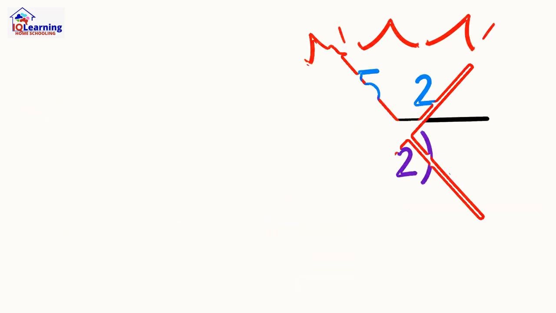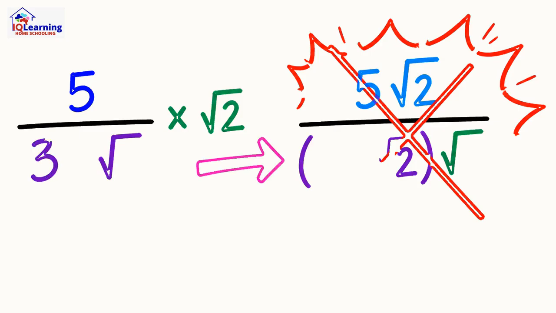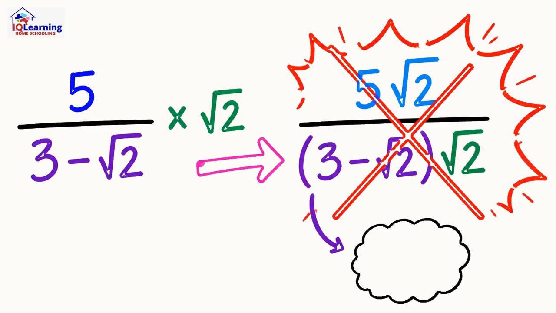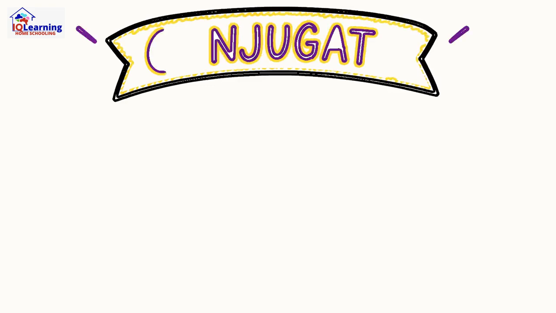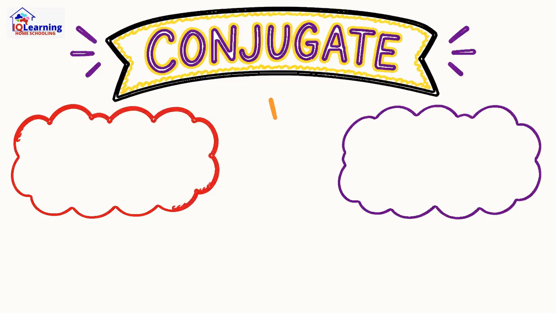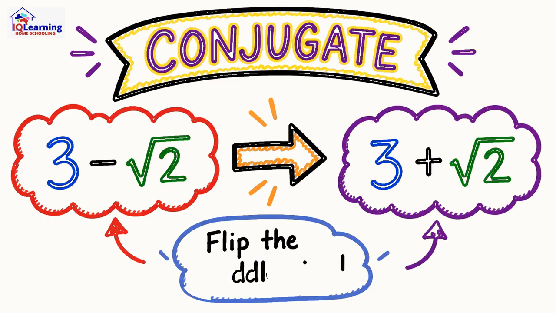But what if the denominator is more complex, like 3 minus the square root of 2? Just multiplying by root 2 won't work. We'll still have a surd left over. This is where we need a special tool, the conjugate. The conjugate of 3 minus root 2 is simply 3 plus root 2. You just flip the middle sign.